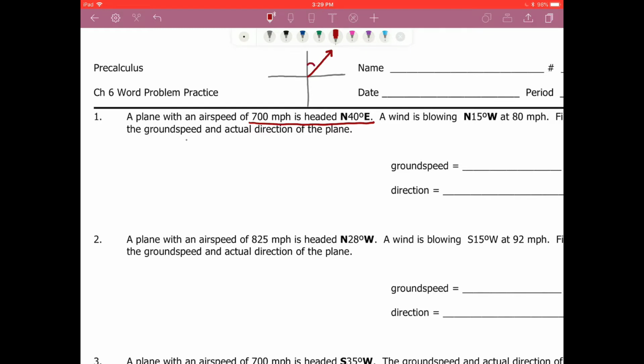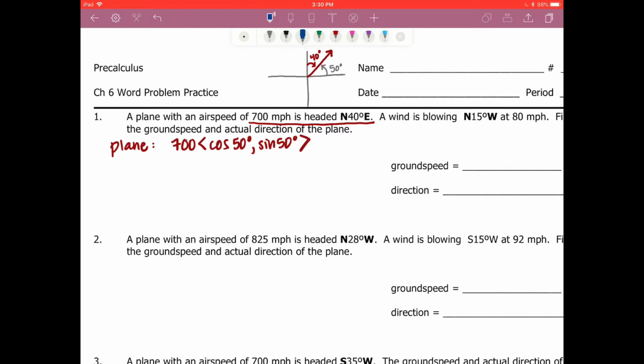Now 40 degrees east from north means that our direction angle, the one that we put into the calculator, is going to be 50 degrees. Because the one in the calculator is always going to start on the positive x-axis and then rotate either clockwise or counterclockwise. So when we have our plane vector, we have 700 for the magnitude, and then we have the cosine of 50 degrees, comma sine of 50 degrees to show the direction of that vector.